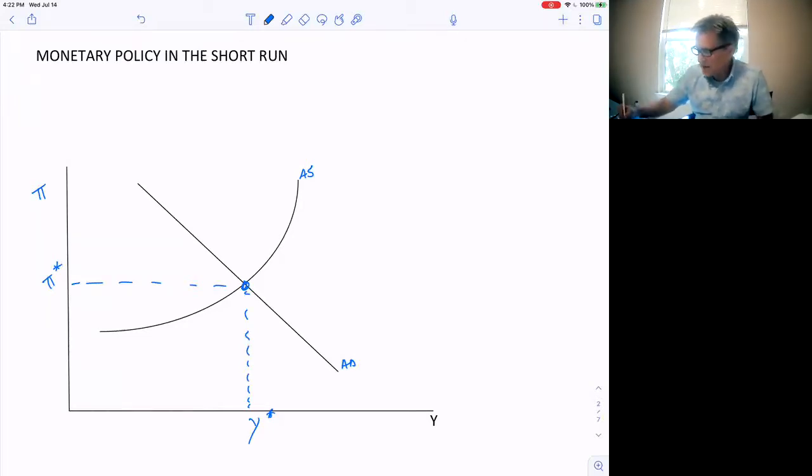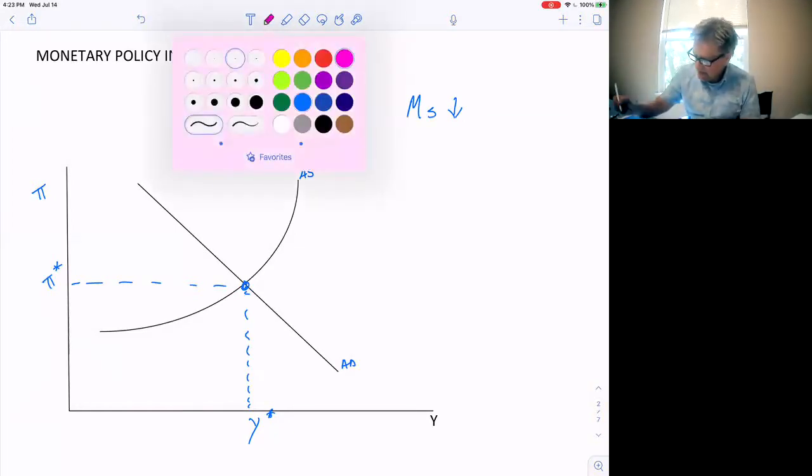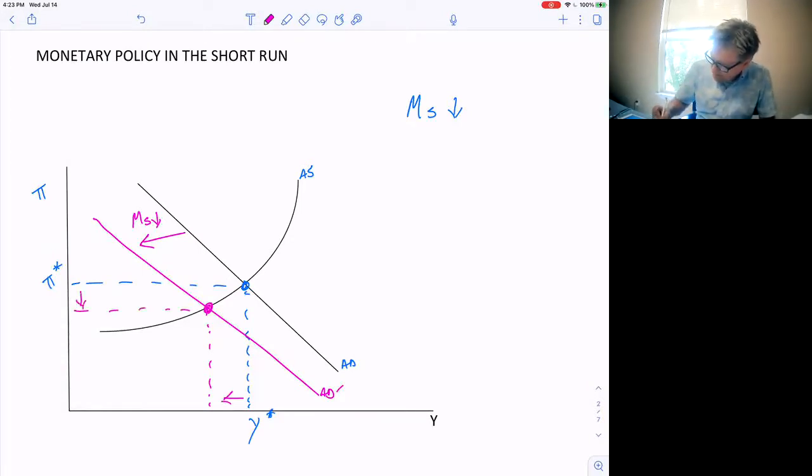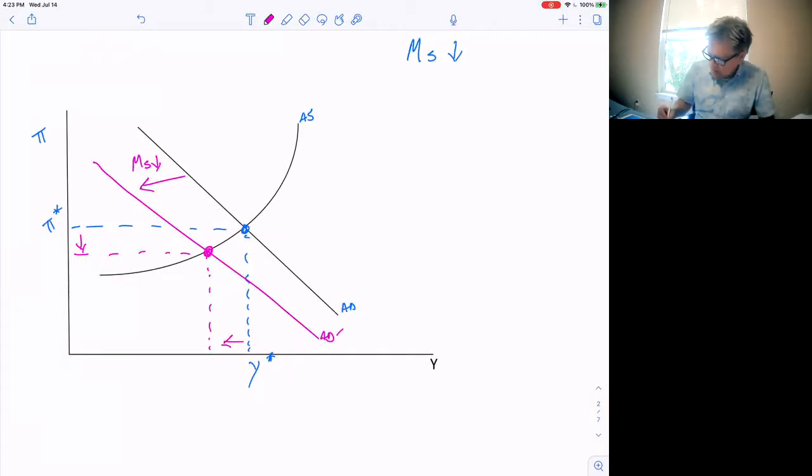Now suppose the Fed decreases the money supply. It will lead to a decrease in aggregate demand, a tight policy, contractionary policy. It'll shift that aggregate demand curve to the left. Here's the money supply dropping. And we'll have a new equilibrium. And you can see in the short run, GDP will fall. And according to this model, inflation will fall. So Y falls and inflation falls.